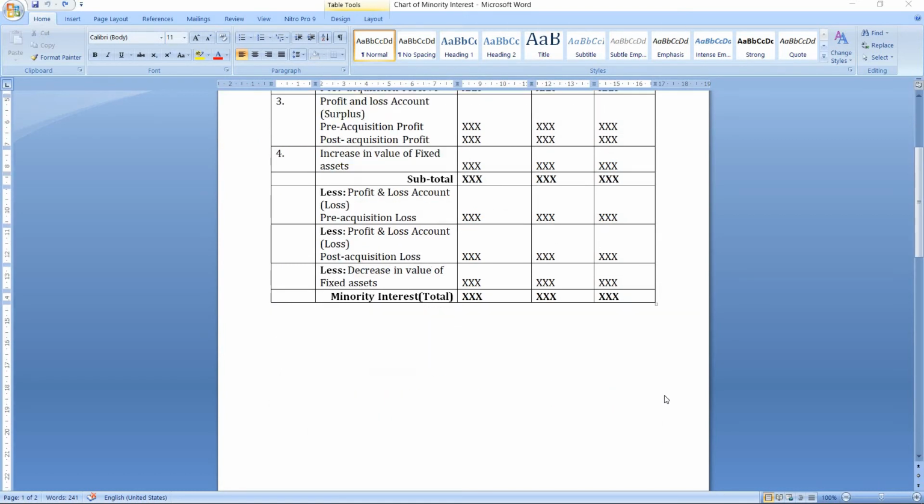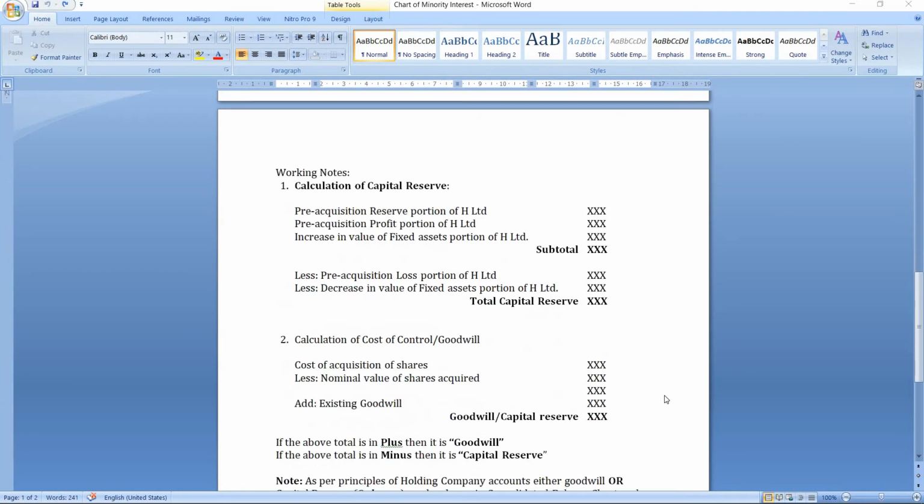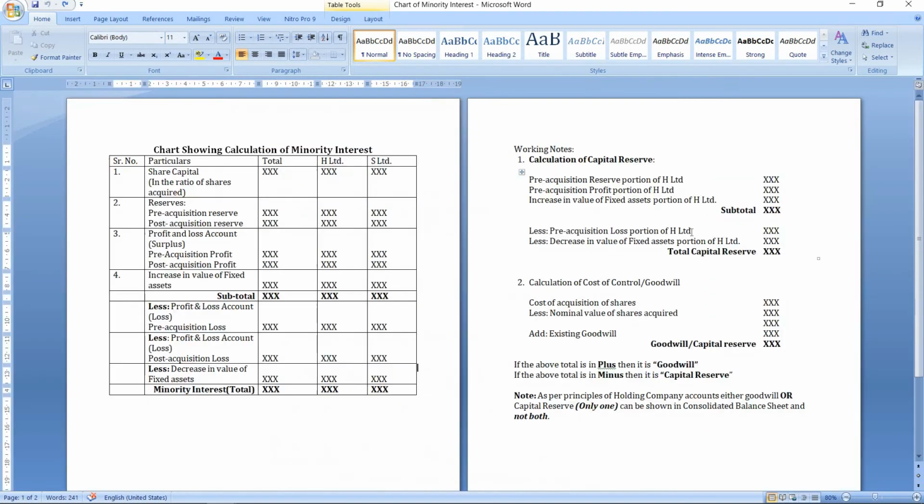Okay, apart from that, there is one more calculation which you need to understand, that is calculation of capital reserve. Now how are you going to do this? Let me explain. Using the information of this chart only, you have to calculate capital reserve.